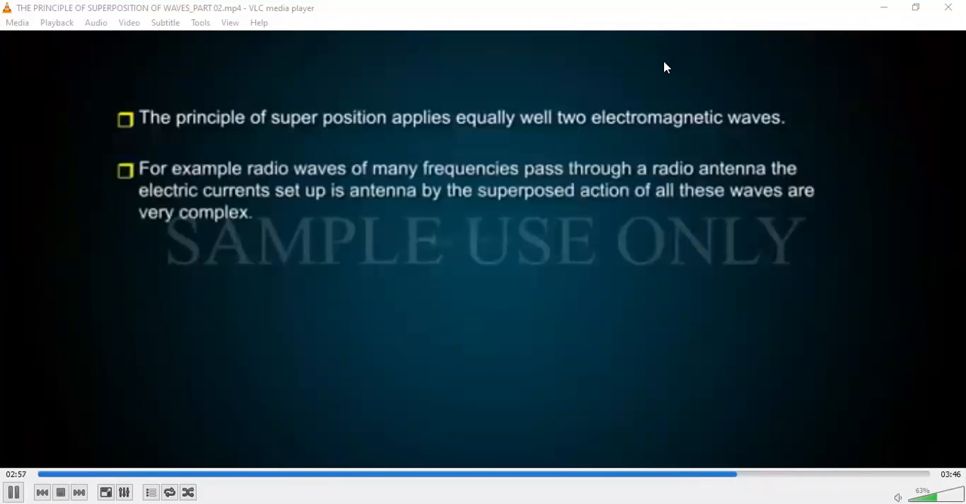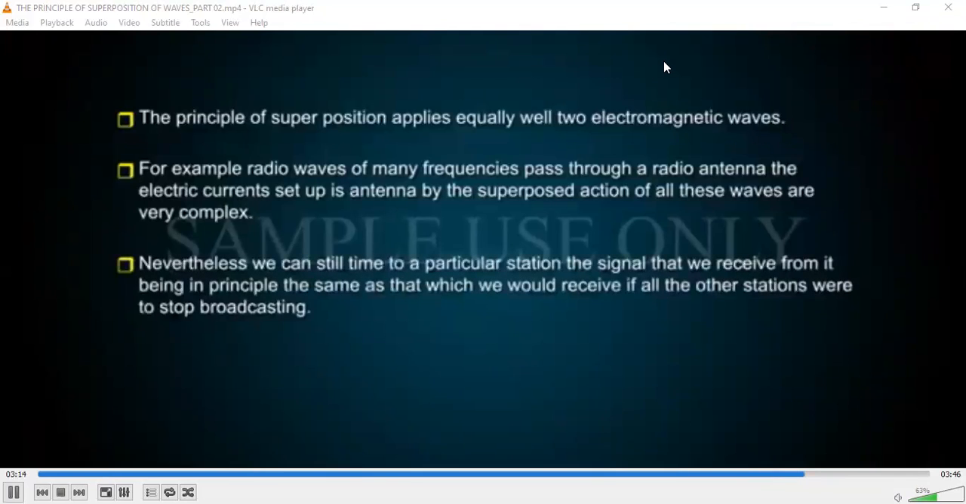For example, radio waves of many frequencies pass through a radio antenna. The electric current set up in the antenna by the superposed action of all these waves is very complex. Nevertheless, we can still tune to a particular station, the signal that we receive from it being in principle the same as that which we would receive if all the other stations were to stop broadcasting.